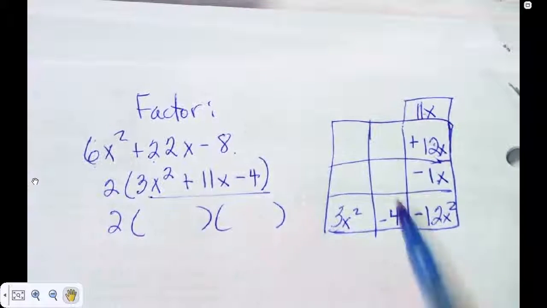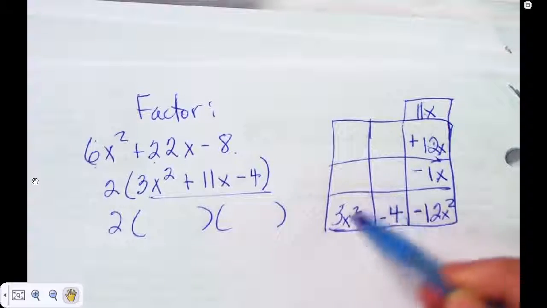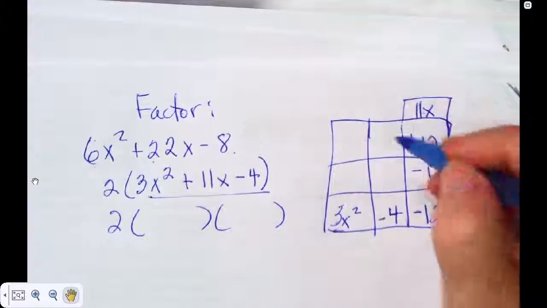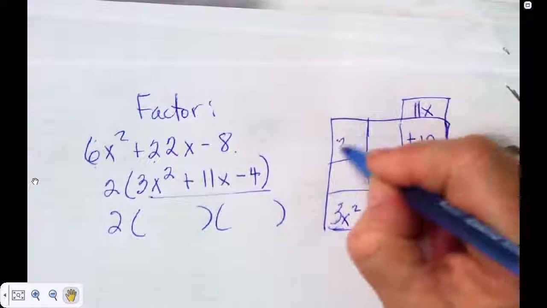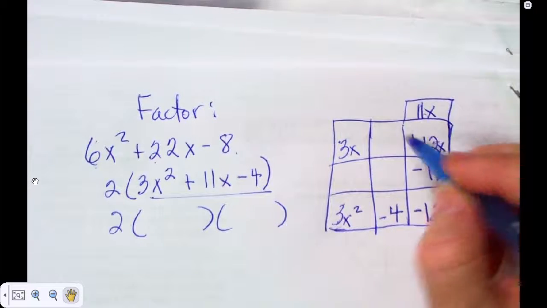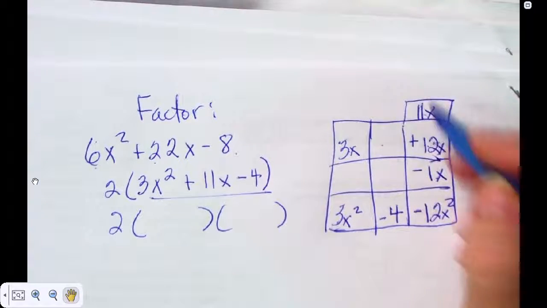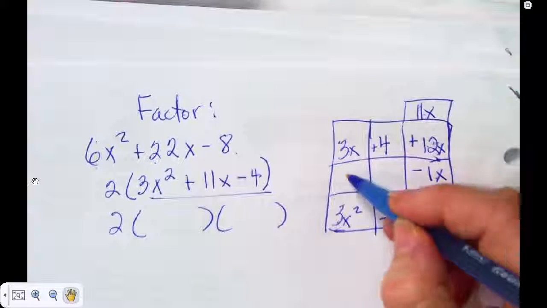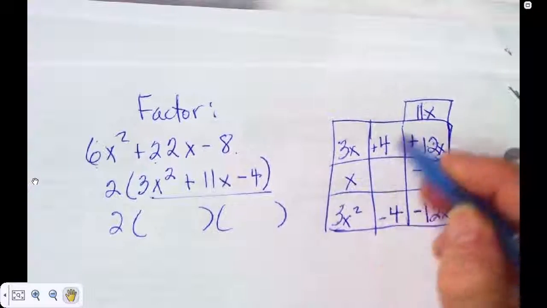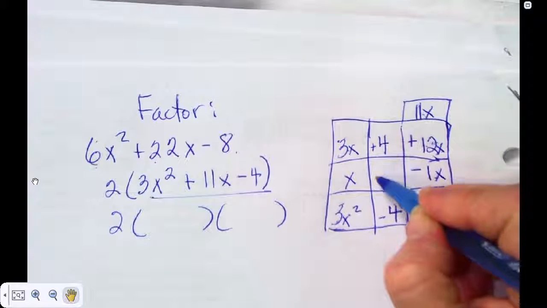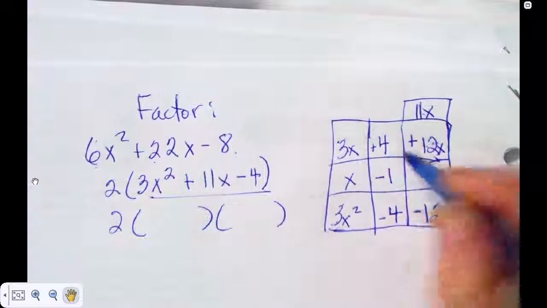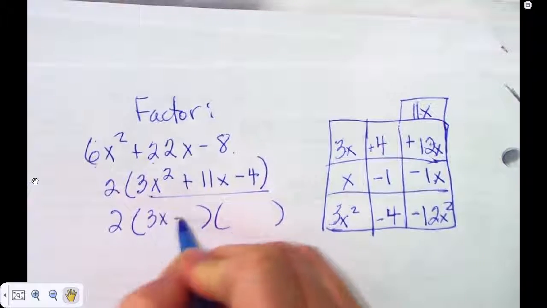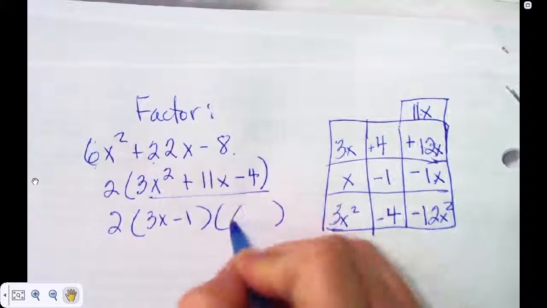Okay. Now, we need to get the greatest common factor of 3 and 12, which is 3x. 3x times what gives me 12x? 4. Plus 4. And that's going to give x, right? And then minus 1. So we've got 3x minus 1, x plus 4.